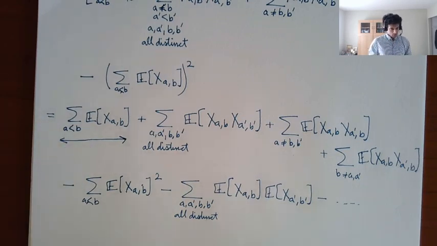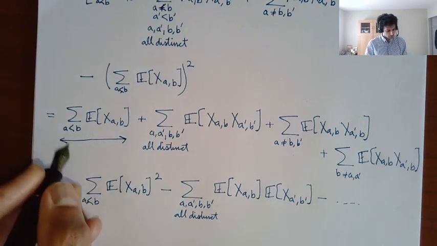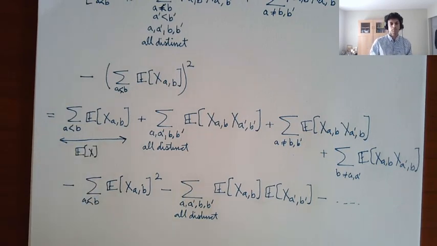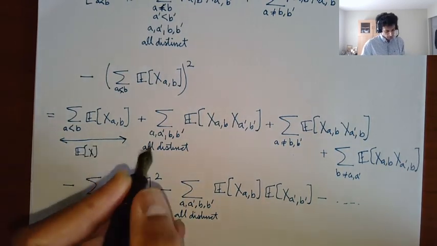That should just be the 2 norm squared, right? That's s choose 2 times the 2 norm squared. That is exactly the expectation. So this term is simply the expectation of X. Okay. Now let's look at this term.